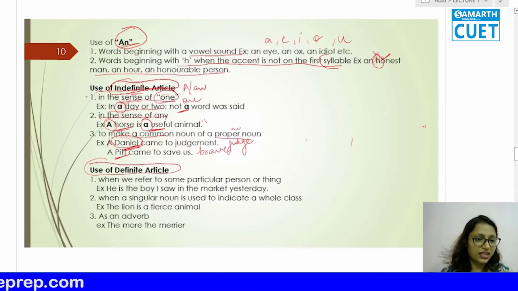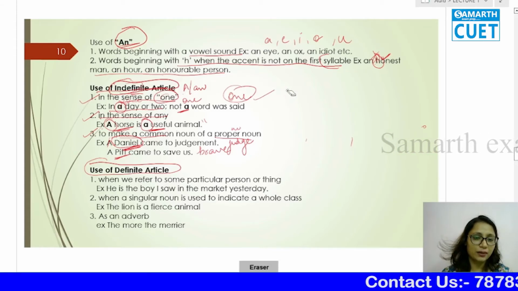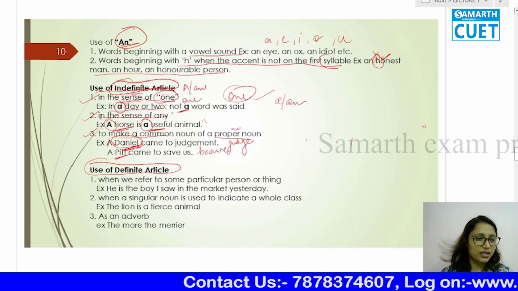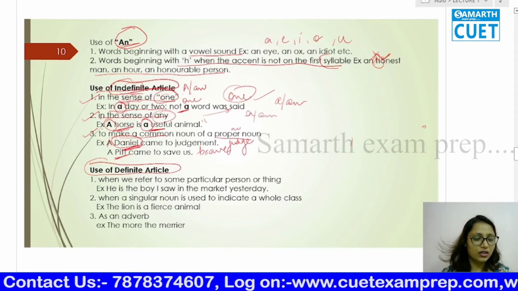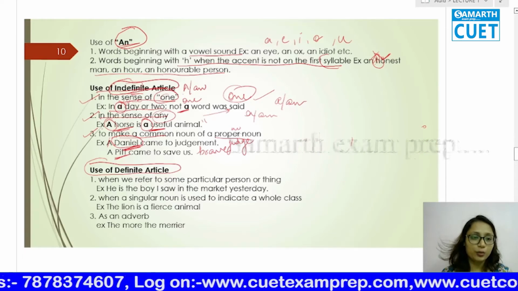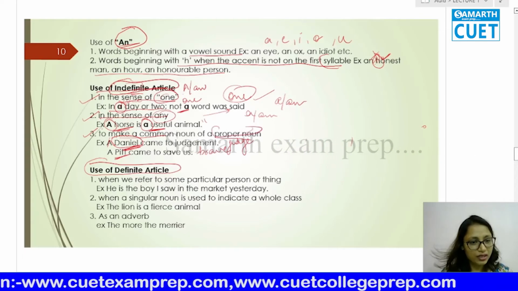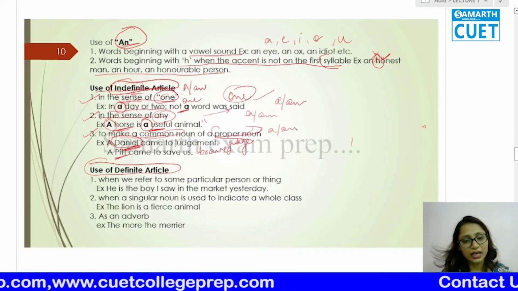Now, use of definite article. So indefinite article we have understood there are 3 types. If we want to use it in the sense of one, we use indefinite article, that means A and N. And in the sense of any, we use A and N. Or we are comparing the quality of a very great person. That means we are making a common noun out of a proper noun. Then we are using A and N.